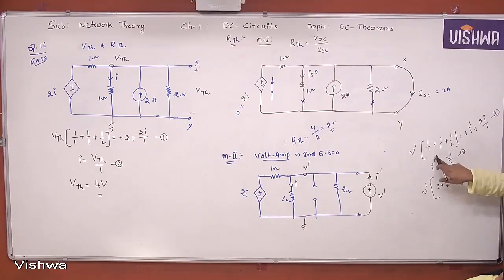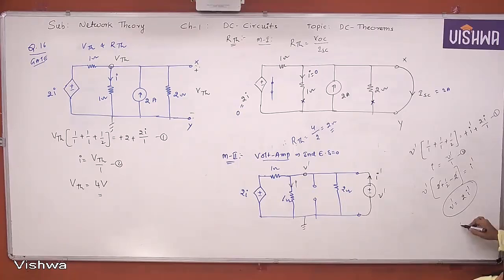I'm sorry, here I is equal to V dash by 1. So what will happen when I is equal to V dash by 1? You will get 2. And finally you get here I dash. So these two are gone, then finally V dash is equal to 2 times I dash. It's very clear. RTH is nothing but 2 ohm. Please note down all of you quickly.